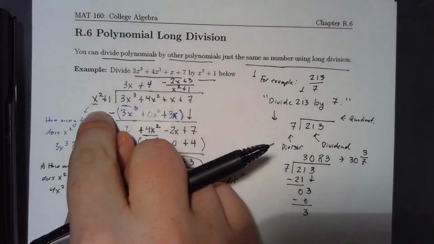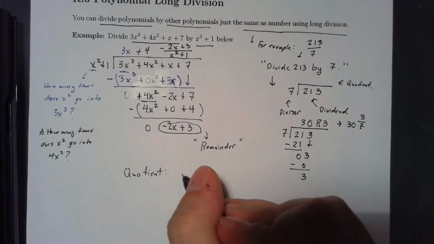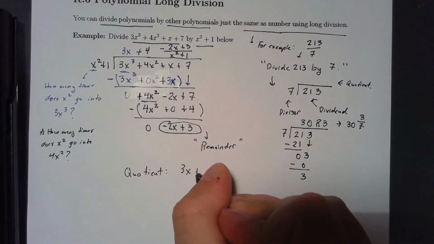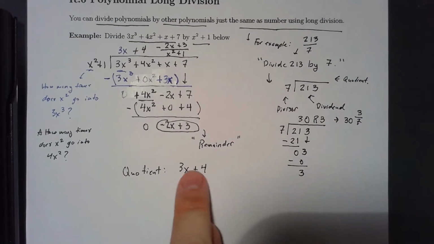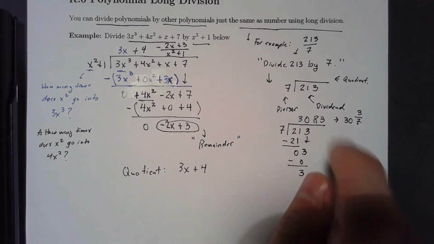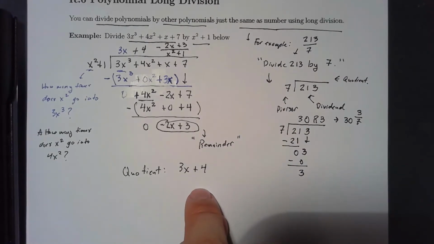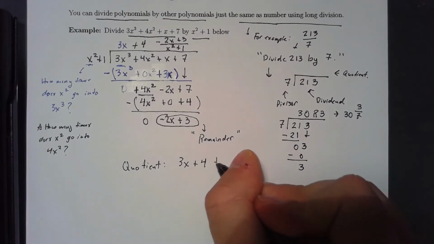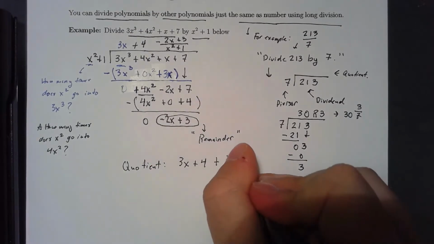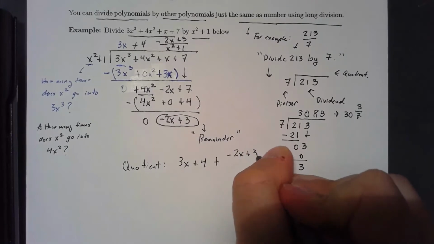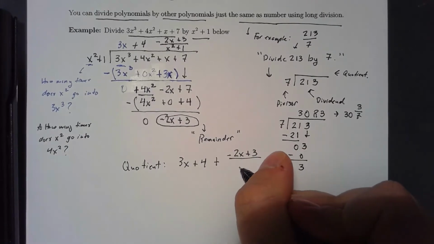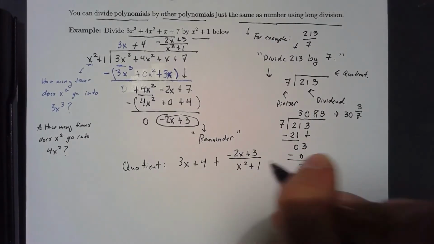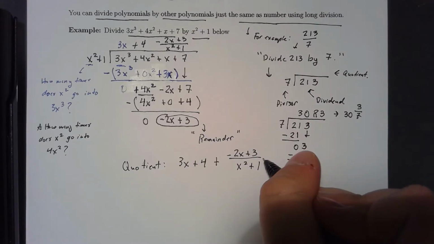So my quotient, or my answer, right, when I divide this polynomial by x squared plus 1, I get 3x plus 4. That's the part that divides evenly. Plus my remainder, which is negative 2x plus 3, over my divisor, which is x squared plus 1. So that right there is my answer.